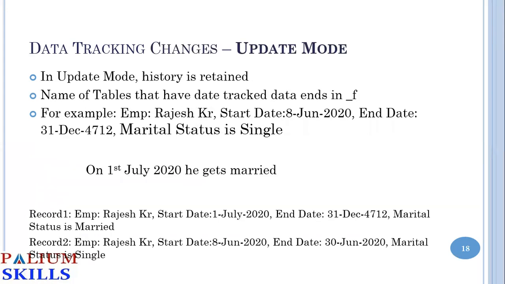So date tracking happens in two modes. One is the update mode. In update mode, history is retained. That means whatever data you change, there would be history against that, so it's possible for you to go back and look at it. Now, names of tables that have date track data end in _F. This is one way to know which tables have an end date and have date track data in them.